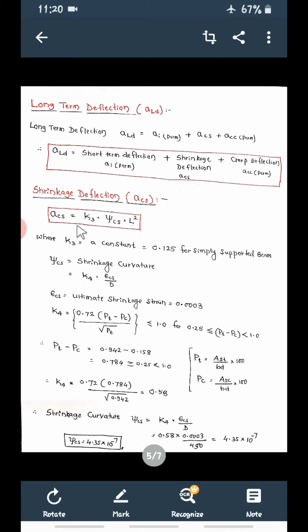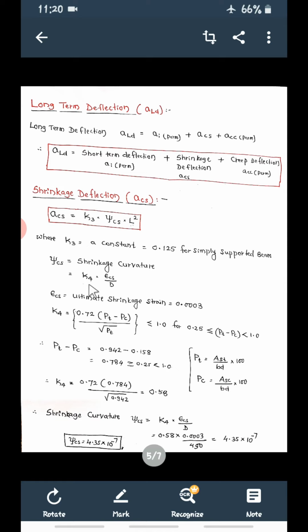ACS, that is shrinkage deflection, is equal to K3 into phi CS into L square. So what is K3 now? K3 is a constant, and for a simply supported beam, this K3 value will be 0.125. You can refer to this in IS 456 2000 also. Then what is phi CS? Phi CS is equal to shrinkage curvature.